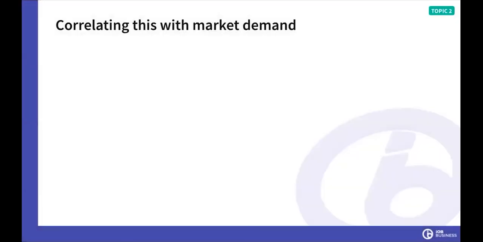Okay, so now that we understand on an overview what our service offerings can be, and the type of money that we need to charge for them in line with our workload and in line with our cash flow necessities, we now need to begin looking at who we can actually sell this to. Okay, correlating our service with market demand. That's a very, very interesting topic.